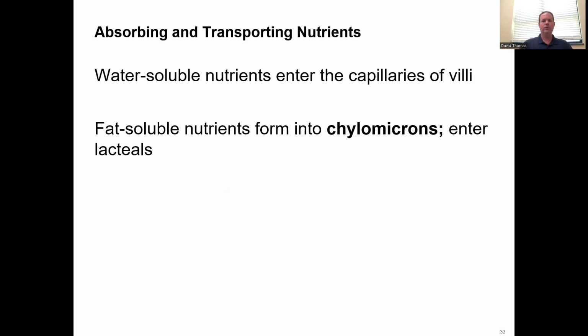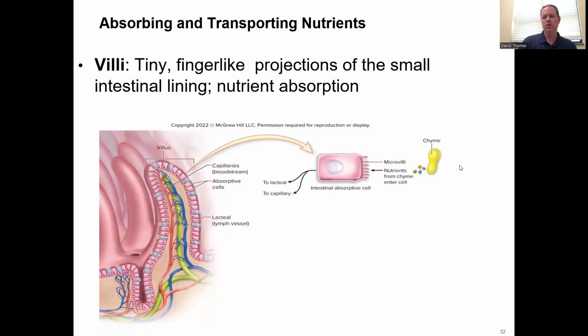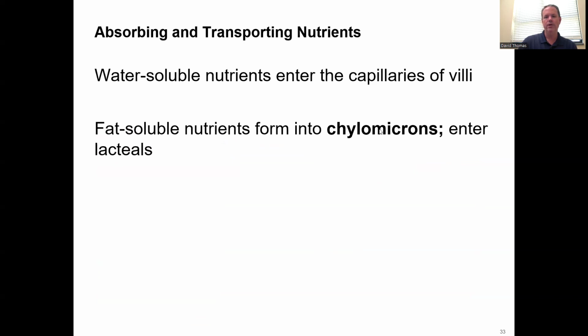So all these water-soluble nutrients are going through those capillaries, the villi. Fat-soluble is a little different. They form what's called a chylomicron. The word is here, and there are specialized capillaries called lacteals that absorb anything that's fat-soluble. So the fats that we eat and digest get converted into a special form called a chylomicron that gets absorbed via these lacteals, small capillaries specifically for the absorption of fats.